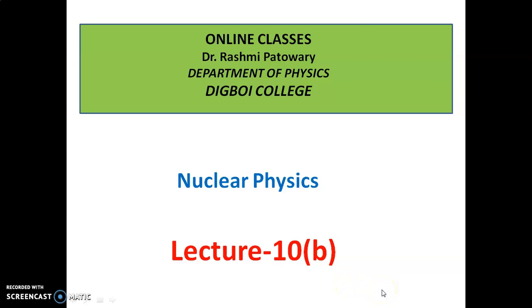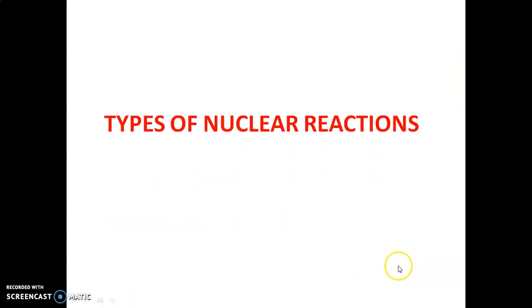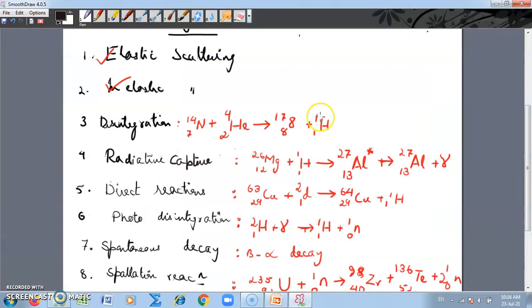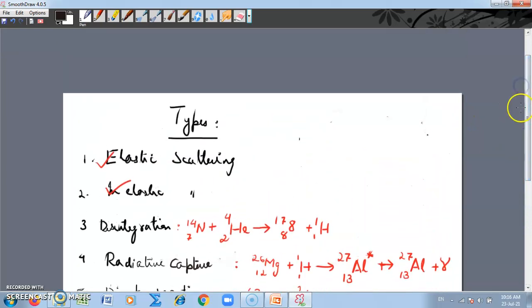So students, welcome back. We were looking at nuclear reactions, and we were particularly looking at the various types of nuclear reactions, and we'll continue with our discussion. So we had seen the different types up to elastic scattering. So in elastic scattering, then disintegration. Disintegration is this type of reaction that I have just written here.